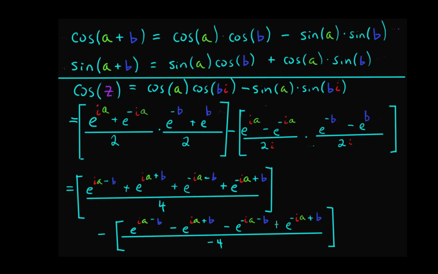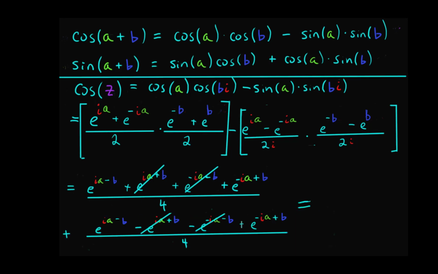So our first simplification is to notice that we have a minus sign in front of that second bracketed quantity there and a minus 4 in the denominator, so those negative signs cancel and that minus becomes a plus sign. So now we have a common denominator of positive 4, and when we actually combine these two fractions, we can cancel some terms. So e to the ia plus b is canceled by minus e to the ia plus b in the second fraction, and e to the minus ia minus b is canceled by minus e to the minus ia minus b in the second fraction as well.